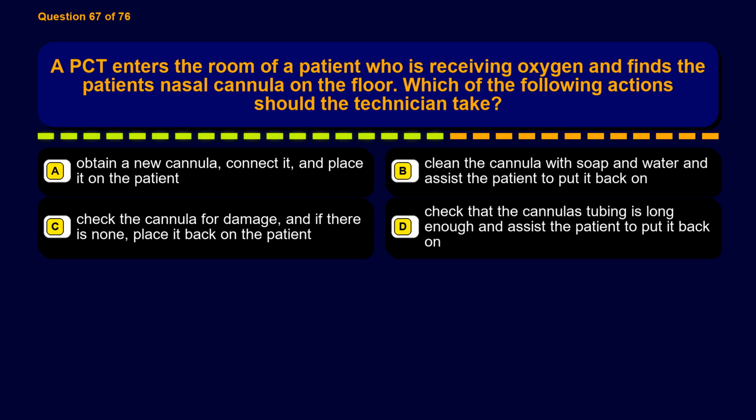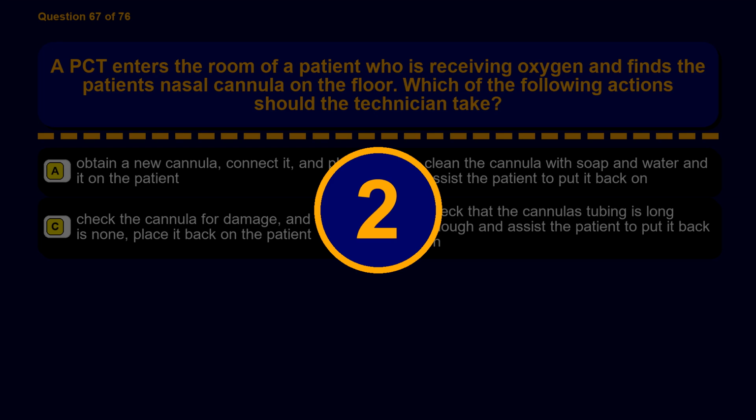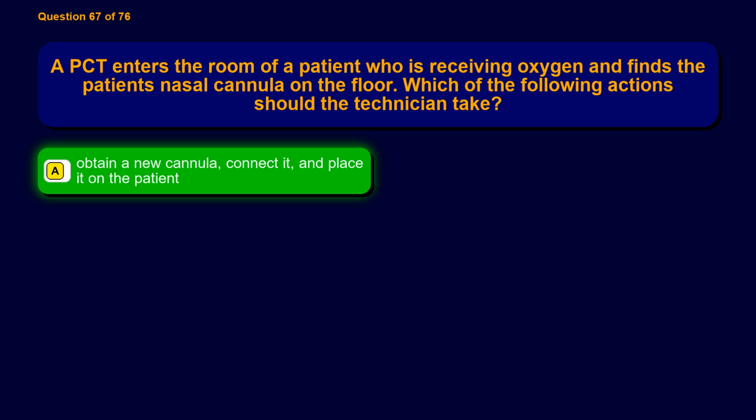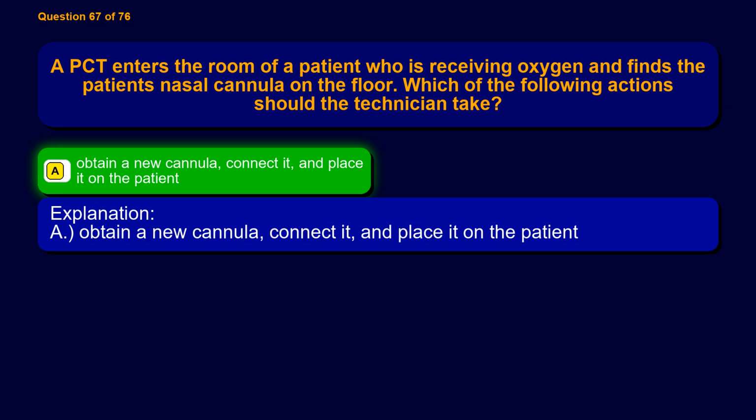Option A, obtain a new cannula, connect it, and place it on the patient. Option B, clean the cannula with soap and water and assist the patient to put it back on. Option C, check the cannula for damage, and if there is none, place it back on the patient. Option D, check that the cannula's tubing is long enough and assist the patient to put it back on. The correct answer is option A, obtain a new cannula, connect it, and place it on the patient.